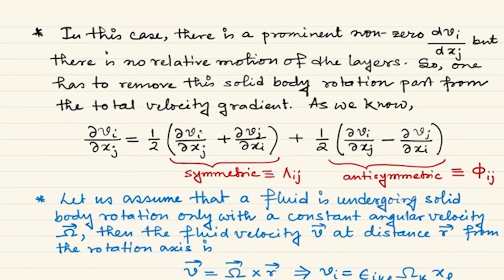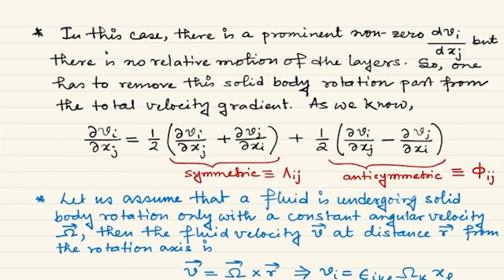That is exactly what is explained here: when the fluid is undergoing a solid body rotation, omega is constant. The angular velocity is constant. Then there is of course a prominent non-zero dvi/dxj, because if angular velocity is constant, then omega cross r, which is nothing but the linear velocity, is of course a function of r. So that will be different at different r's.